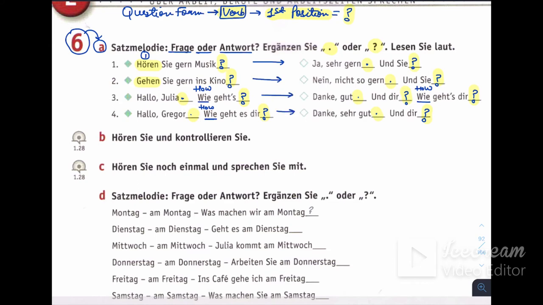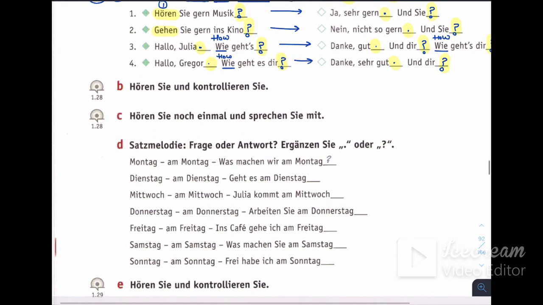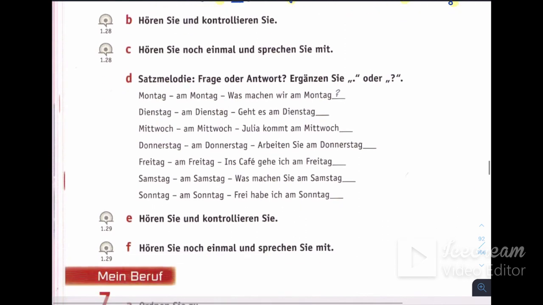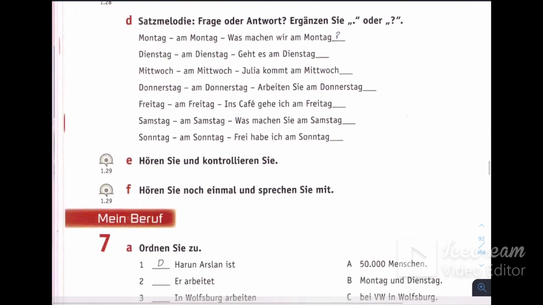I hope now it's clear. Okay, this one. Frage oder Antwort. Ergänzen Sie Punkt oder Fragezeichen. Full stop or question mark, okay? Was machen wir am Montag? This is question form. Was machen wir am Montag? Question form.